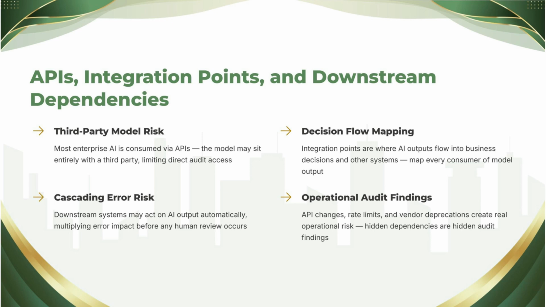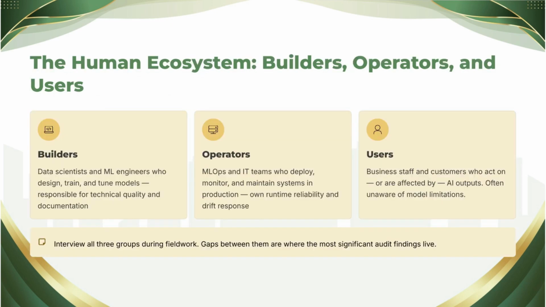Remember this phrase: the model may be smart, but the plumbing is dumb. And dumb plumbing with smart water flowing through it is where audit findings live. We've covered the technical layers. Now let's talk about the layer that actually decides whether AI succeeds or fails: the humans.